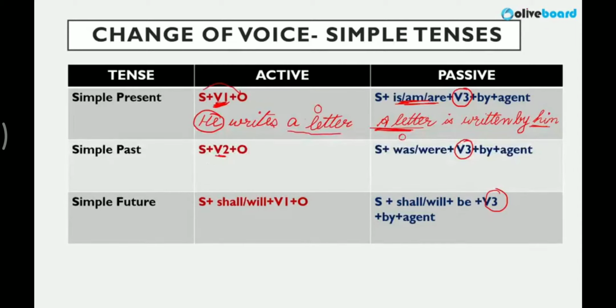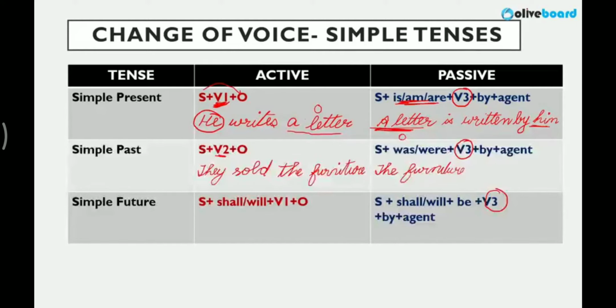Let's do it for simple past, where the verb's second form is used. If I use a very simple one, they sold the furniture. How will you change it into passive? Try it. First, you will write the furniture.